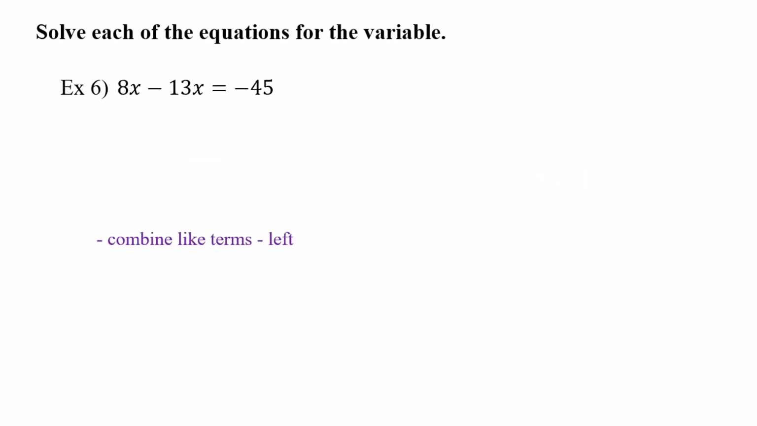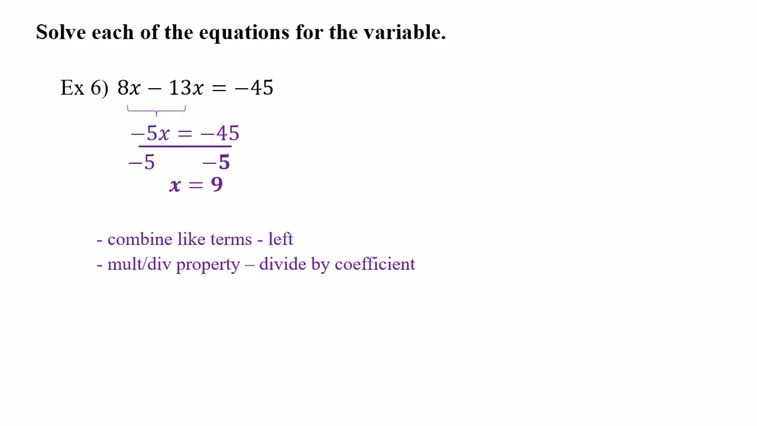In more complex equations like 8x minus 13x equals negative 45, we first combine like terms to simplify the equation. This gives us negative 5x equals negative 45. Dividing both sides by negative 5, we find x equals 9. Remember, you can only combine terms that are like.